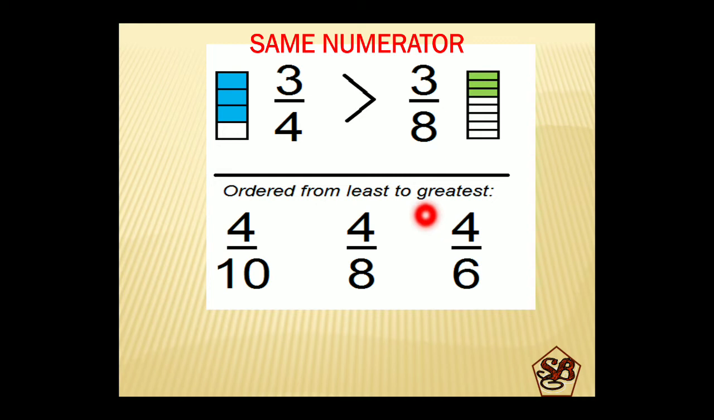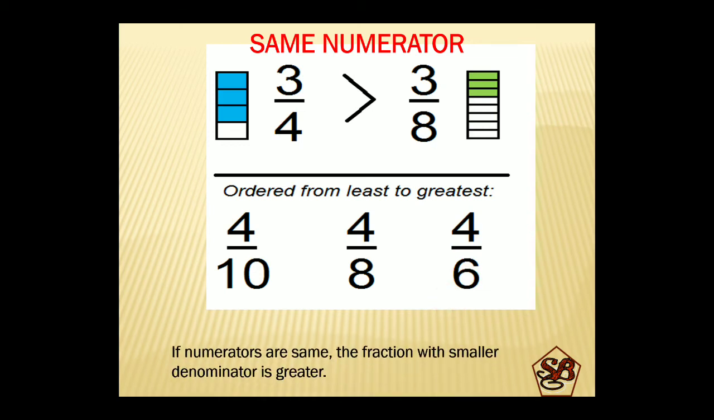Ordering the fractions from least to greatest, that is smallest to greatest. Again, as I said, when numerators are the same, it works in the opposite direction. Greater the denominator, smaller the fraction. 4 by 10 is less than 4 by 8 is less than 4 by 6. Here, once again I am repeating, if numerators are the same, the fraction with the smaller denominator is the greater.